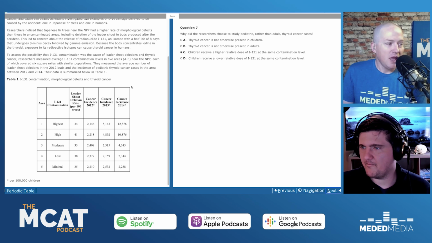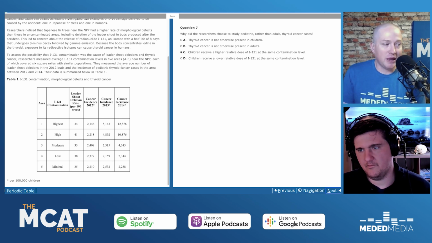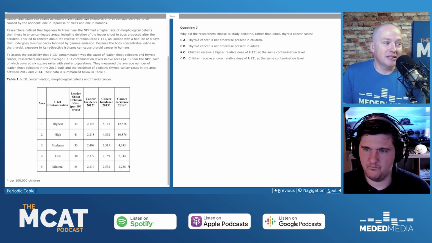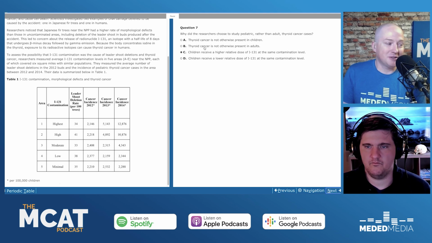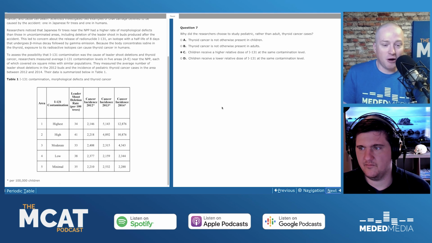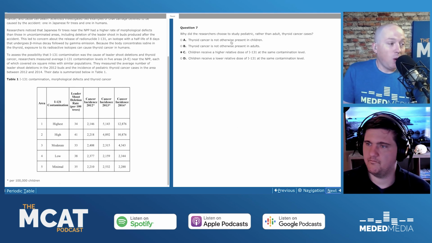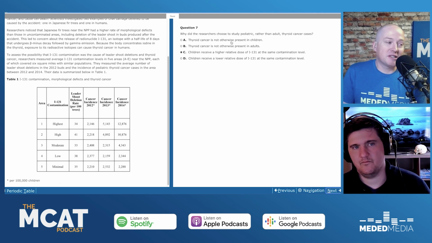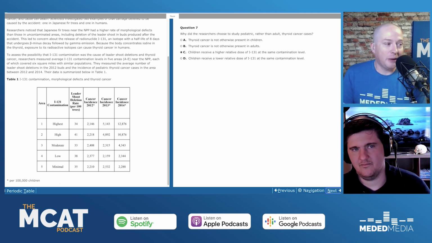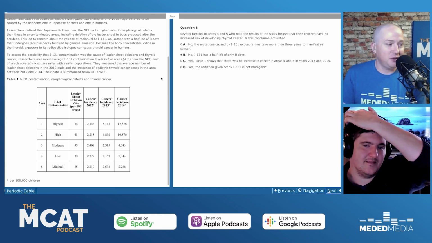Okay. And if we actually look at the passage, it tells us that A is not right, because they tested the incidence of pediatric thyroid cancers, and there was pediatric thyroid cancer. So A can't be right because the passage tells us there are cancers in the pediatric population. Or it says not otherwise present. So maybe if there wasn't a radioactive leak, then maybe, but that's too extreme.